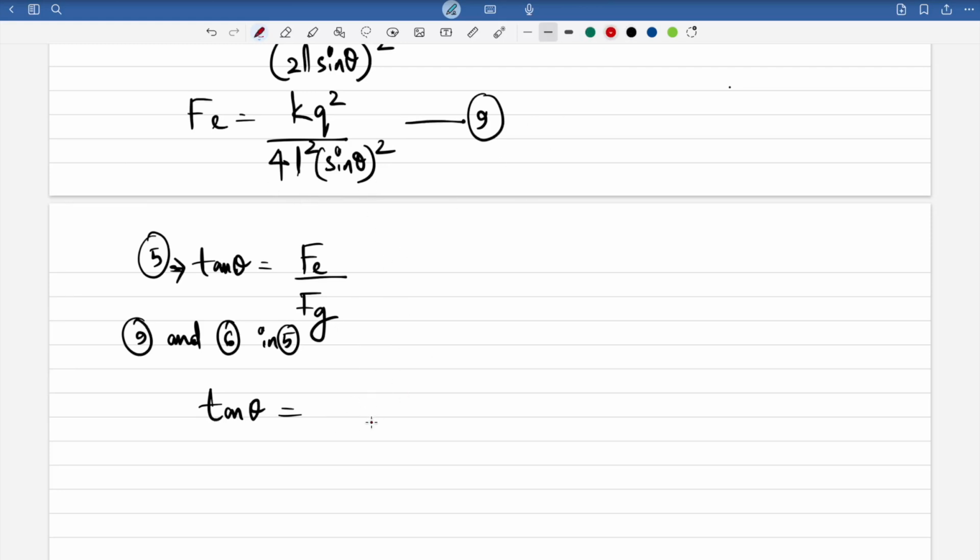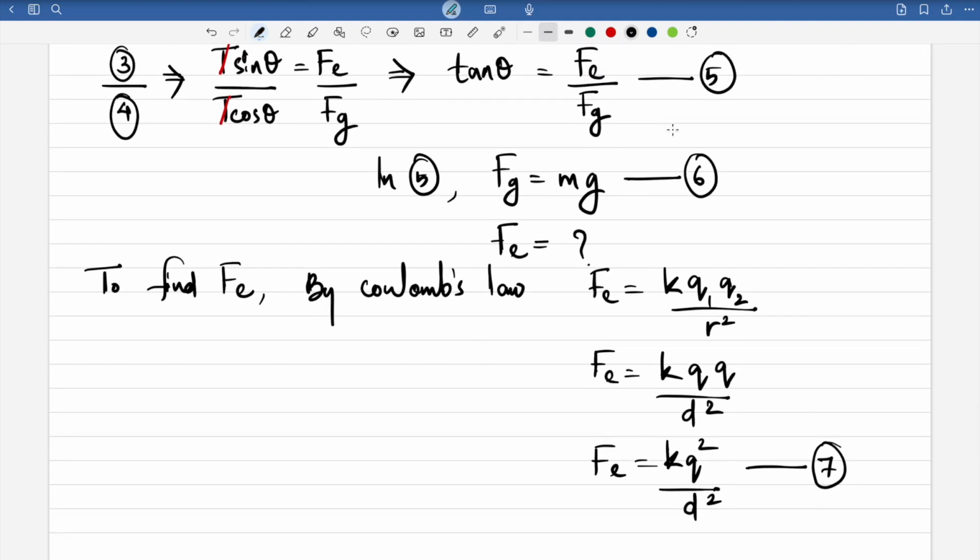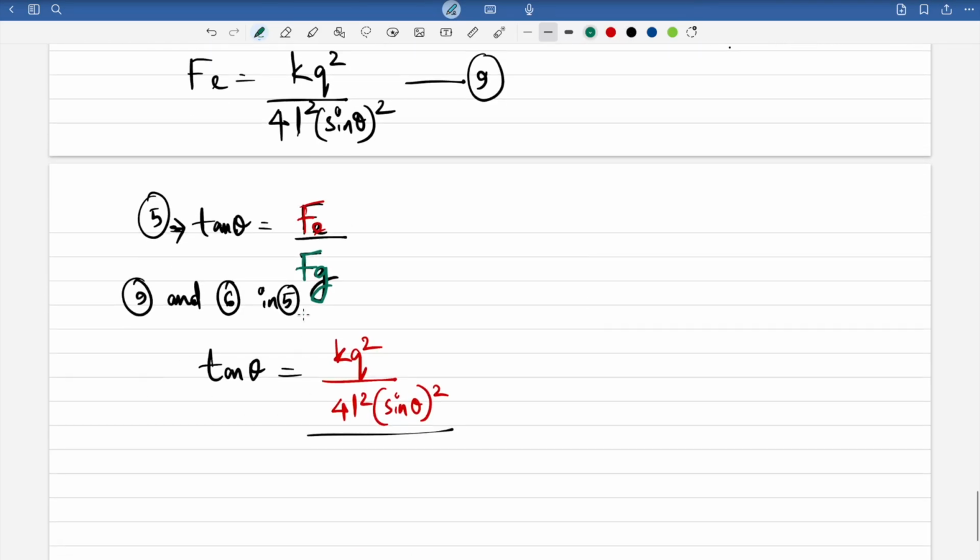I'll use a different color. So this is Fe, right? Fe is in red color and Fg is in green color. What is Fe? Kq square over 4L square sine square theta, or sine theta the whole square. Over, what is Fg? Fg is equation number 6. Fg is mg.